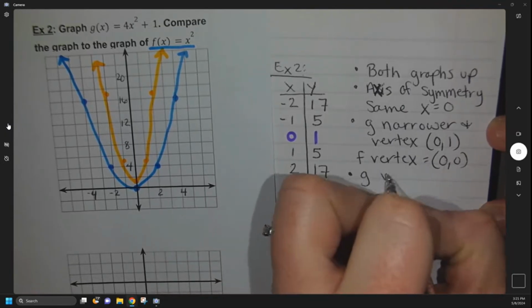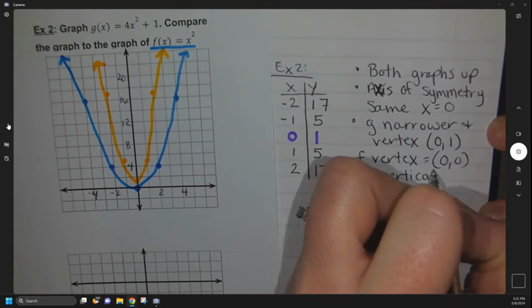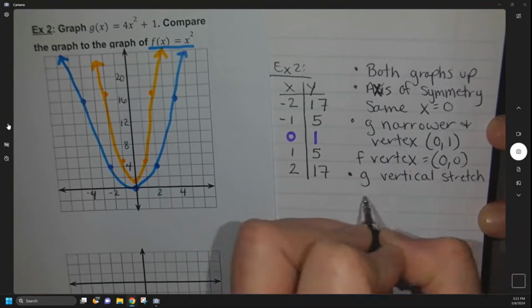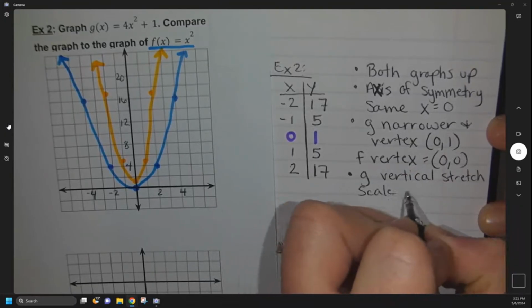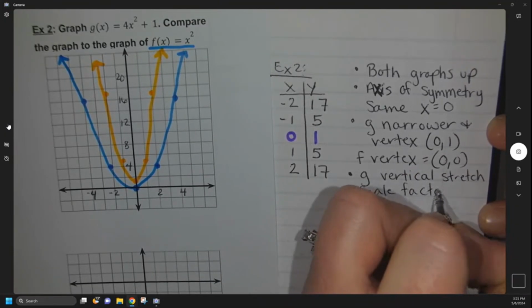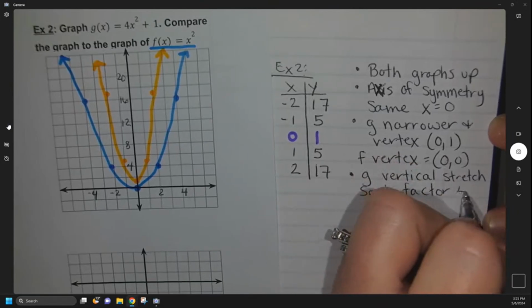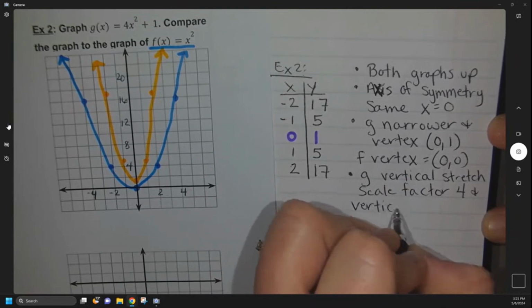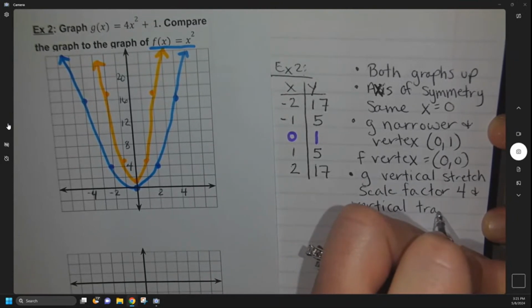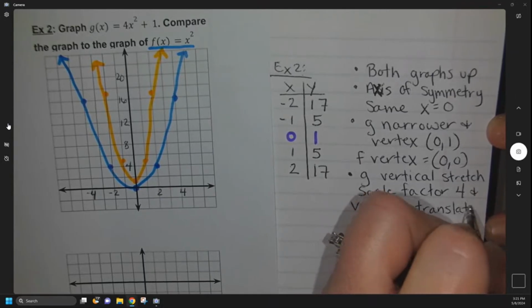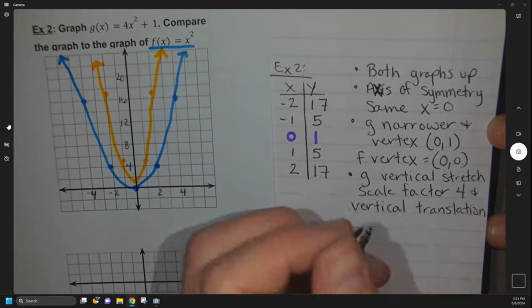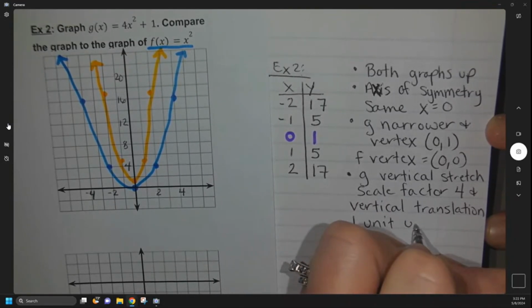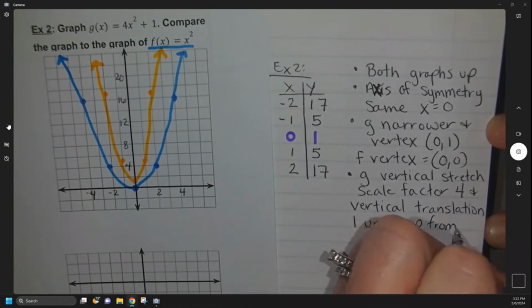So g is a vertical stretch, scale factor 4, and a vertical translation 1 unit up from f.